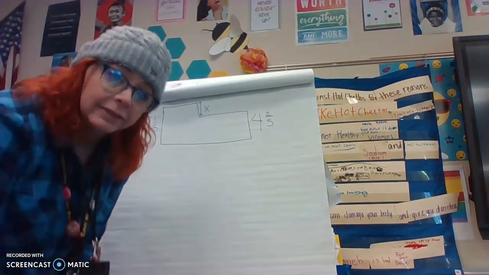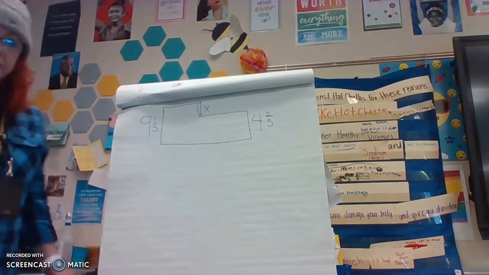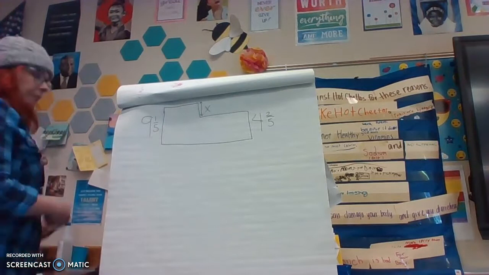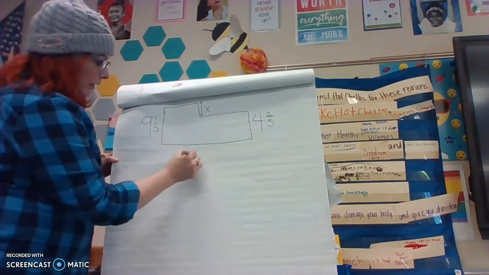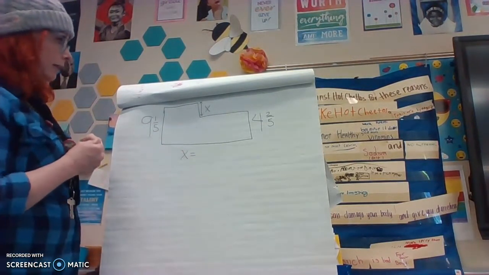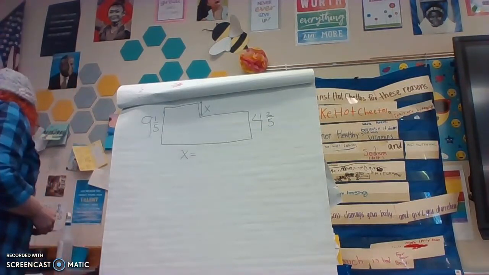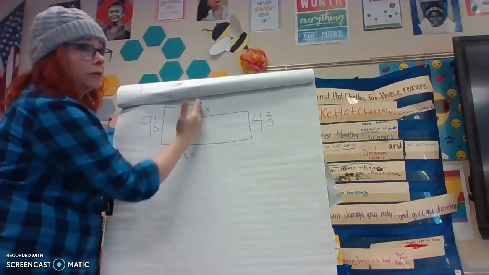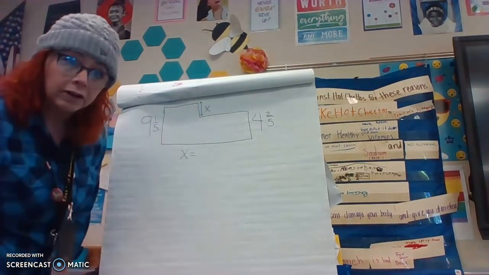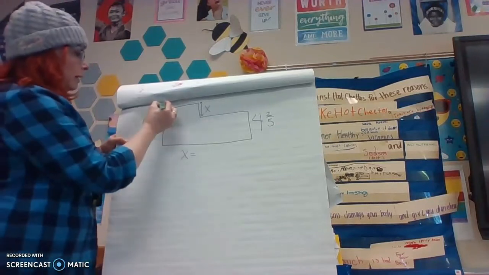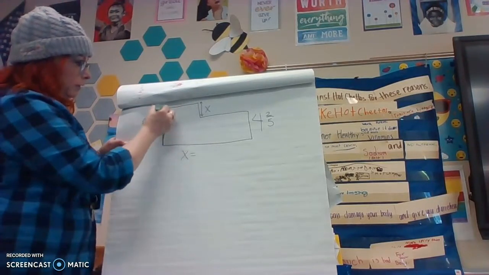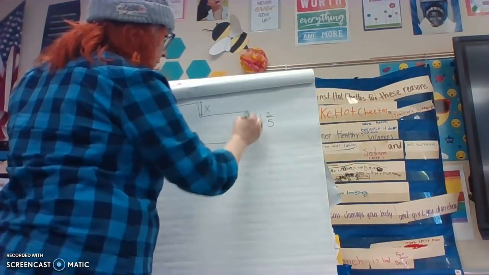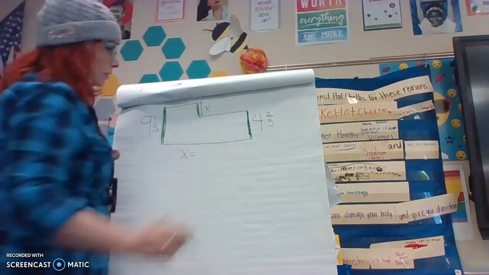Okay, so take a look at the problem here. We're trying to find x, okay? Remember, x is a variable. It could be any number, and we're going to try and find it. Now, first thing I'm going to do to find x is a vertical line. So I'm going to look at all of the vertical lines, okay? I'll look at this vertical line. I'll look at this vertical line. And then, of course, there's x.